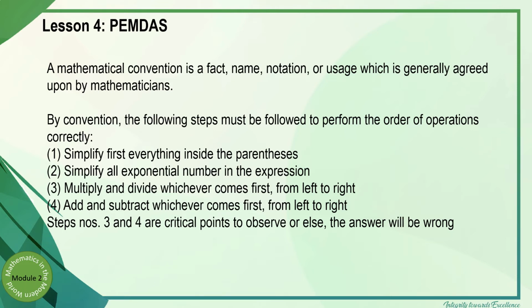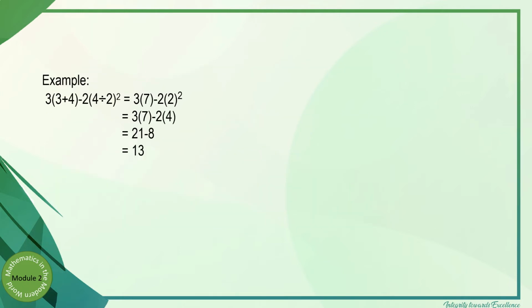Okay? So, example. Halimbawa, we have this: 3 multiplied to the quantity 3 plus 4 minus 2 multiplied to the quantity 4 divided by 2, all over raised to 2. Okay? So, ang gagawin natin dyan, simplify muna natin yung mga nasa parentheses. So, we have 3 plus 4, that is 7. So, sila yung nasa parentheses. Diba? Next, 4 divided by 2, that is 2.